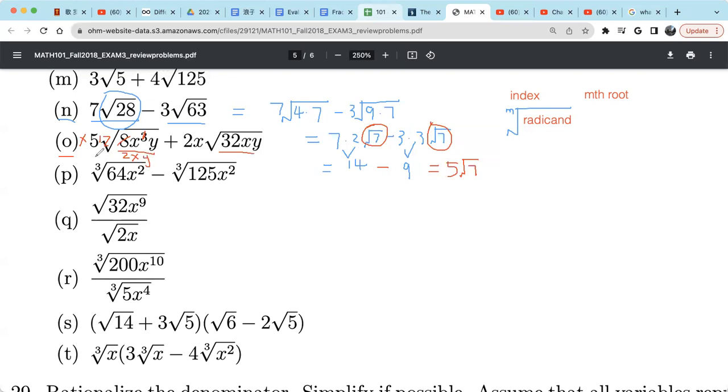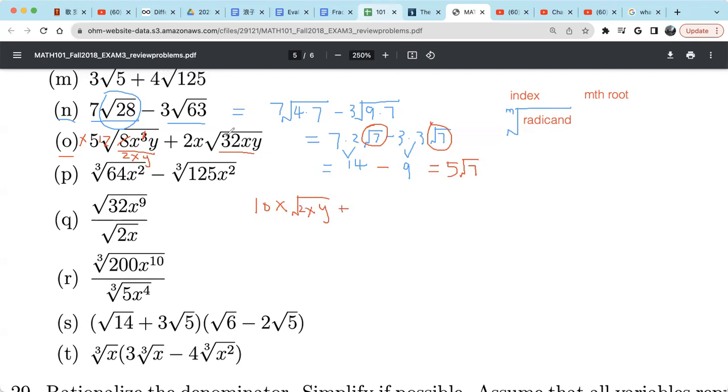So the first one simplified to be 2 times 5 is 10. Let me write it here. 10x square root of 2xy. Okay. Then plus the second one.